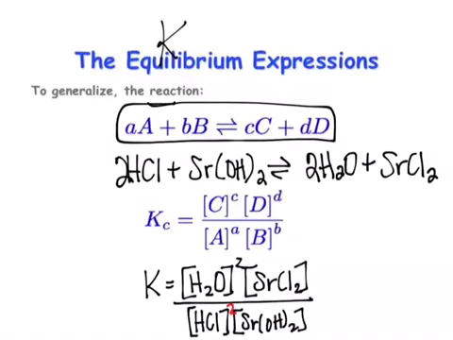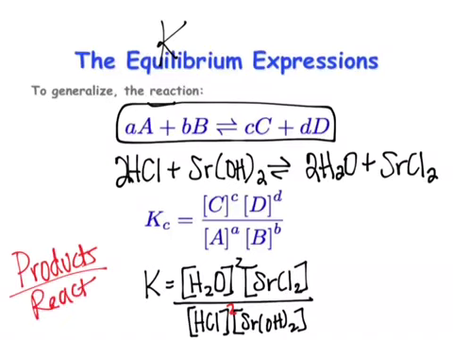And so if we were to do this, I was going to give you some numbers. We just plug those numbers in and we would find a value for K. But I don't need you to solve that. I just need you to know products over reactants. Okay? So we're going to do a couple of these.